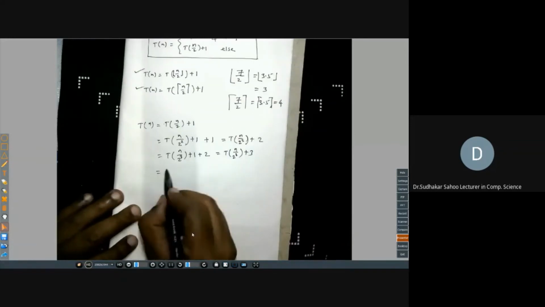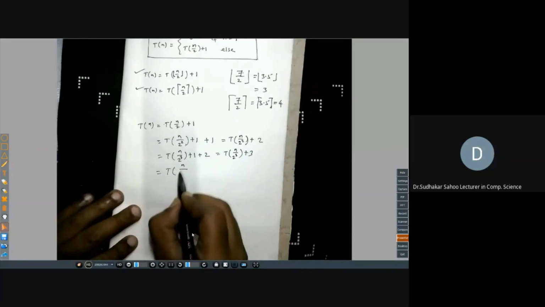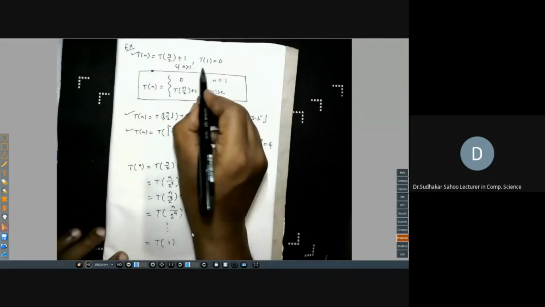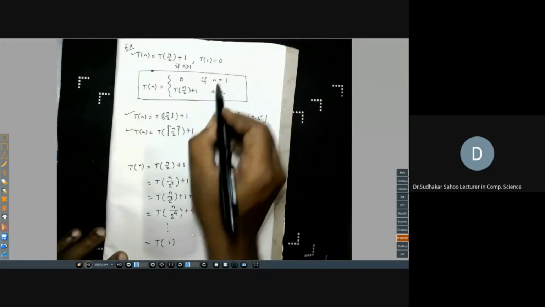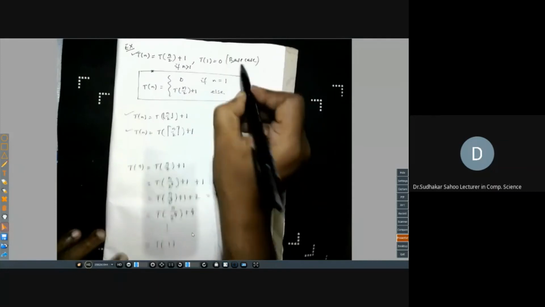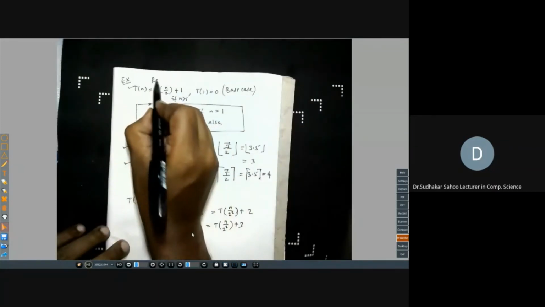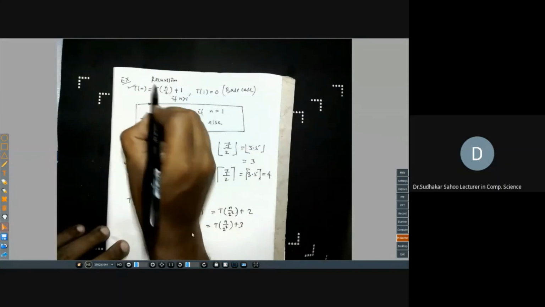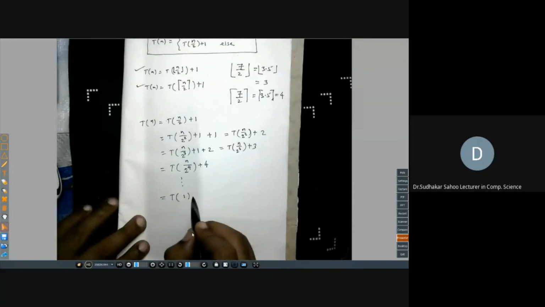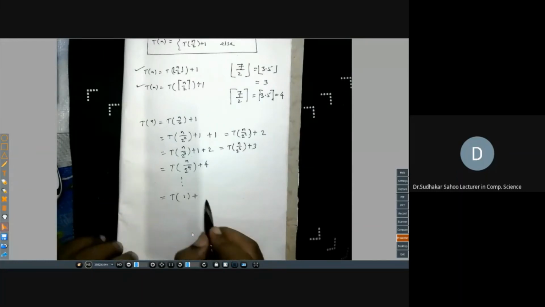So what will be the next value? Can anyone tell? In this way, finally, you have to reach 1 because this is given. The base case is given. This is my base case, and this is the recursion part. So T(1) plus how much? Can anyone tell what this value will be?